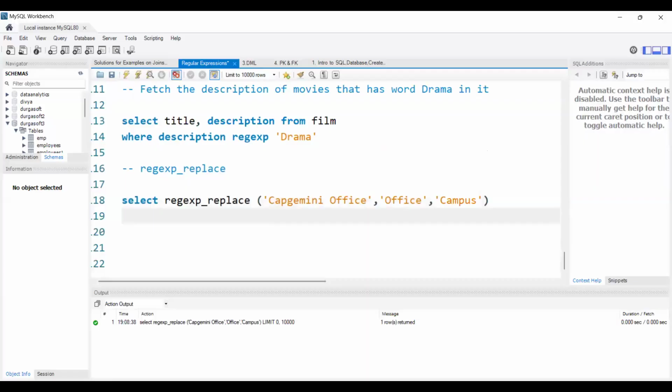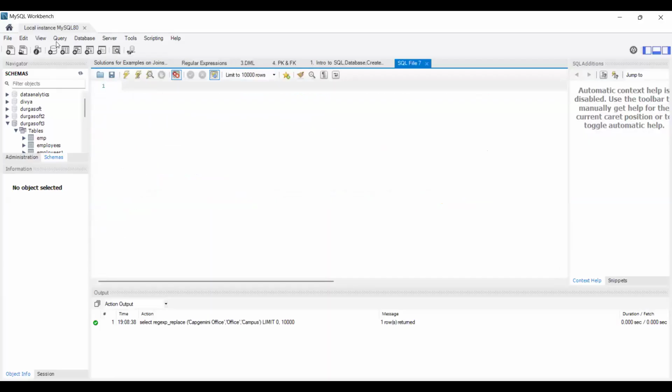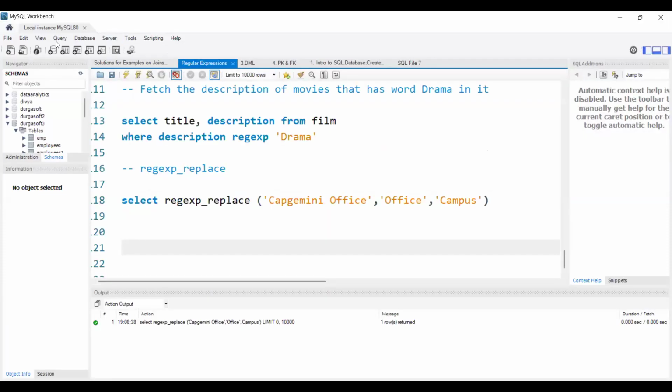Yes, Divya. This is one more function we can use with regular expressions. If we want to change something in our data, we will use this. So this is about regular expressions, and with this we are done with this concept. Guys, I hope regular expressions are clear for you, right?